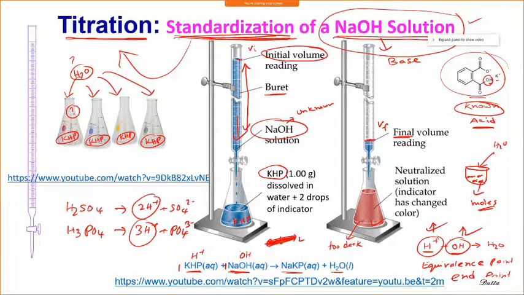So how much base was used to get the endpoint? The volume of the base was final volume minus initial volume. If I know the volume, I know the number of moles. And if I know the moles and the volume, I can calculate the molarity of the NaOH. So that's the standardization of NaOH, meaning what is the molarity of NaOH in the solution. So that's your goal.